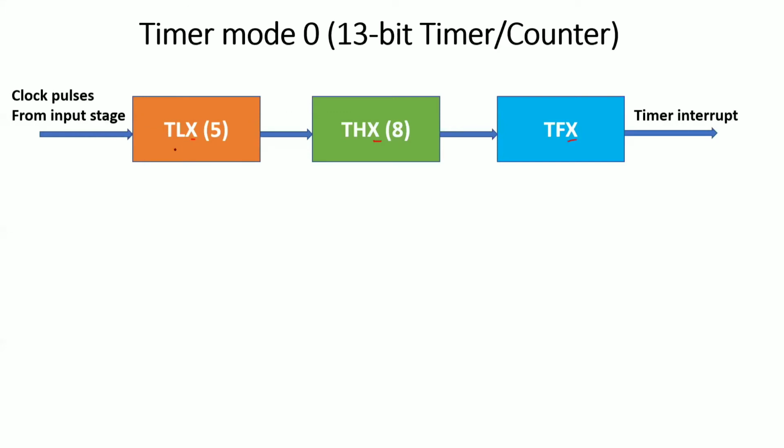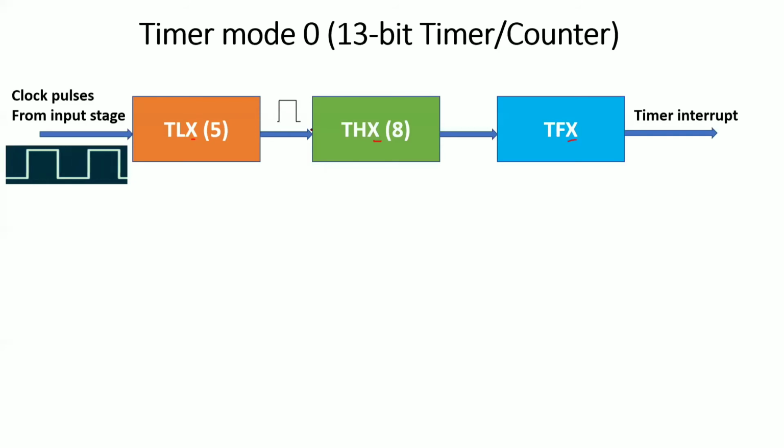Now, TLX is the timer lower byte, and THX is the timer higher byte, and this is your timer overflow flag. Now we have the clock inputs, and we have given the frequency to the timer. So it will keep on counting and incrementing with the clock pulses, up to 2 power 5, which means 32, that is 0 to 31. After the 32nd clock pulse, it generates one signal. That is the interrupt generated by the lower byte of your timer.